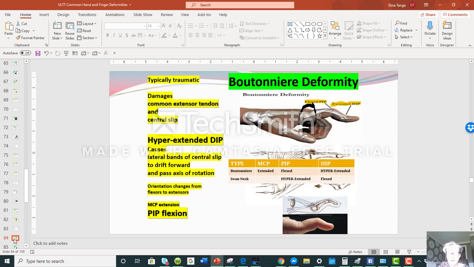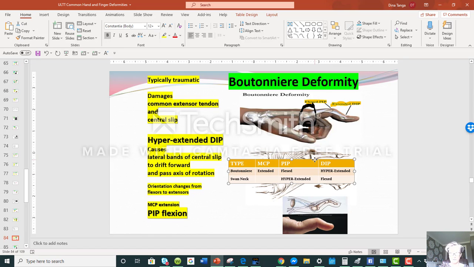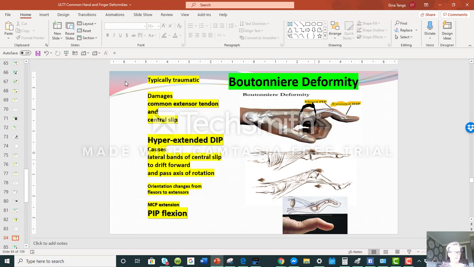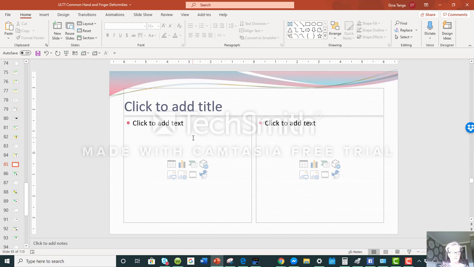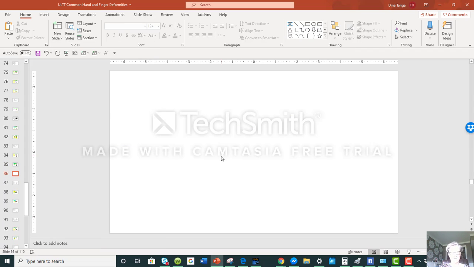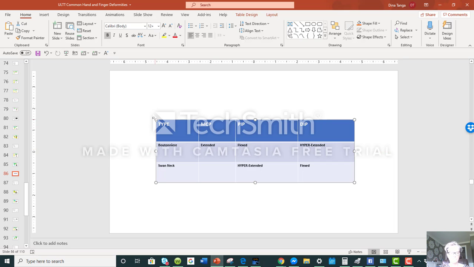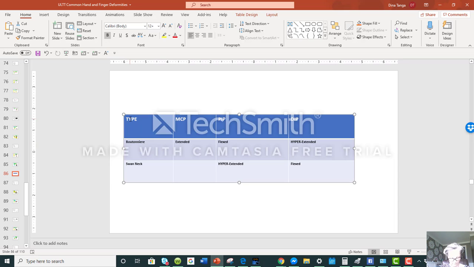Boutonniere deformity. I actually made a table. Control C. I want to delete that from here. And let's add a slide. Oops, I don't want that kind of slide. I want a blank slide to put my table that I made. And I made this table a long time ago.